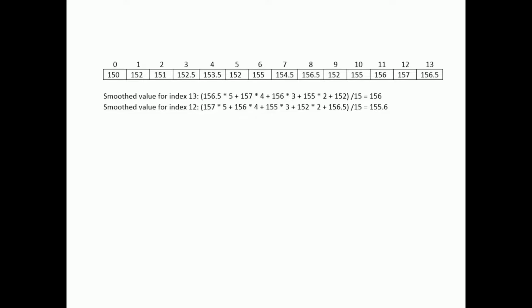Again, if we use our image as an aid, let's start by looking at the last value. If we are interested in smoothing the value at index 13, we're going to multiply that value by 5, and sum that with the value at index 12 multiplied by 4, the value at index 11 multiplied by 3, the value at index 10 multiplied by 2, and the value at index 9. We'll then divide the total by 15, which gives us roughly 156, and store the result in our list of smoothed values.